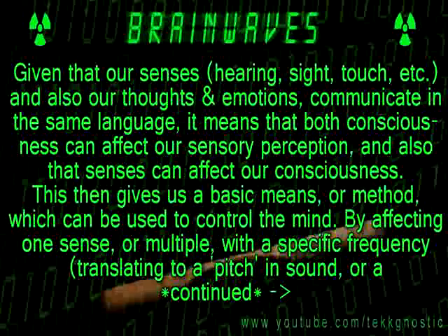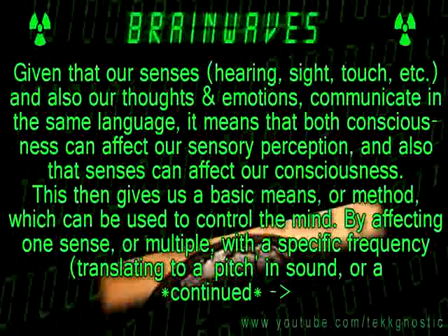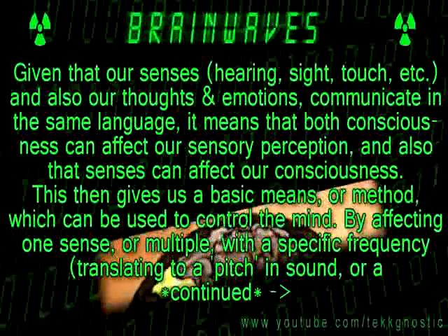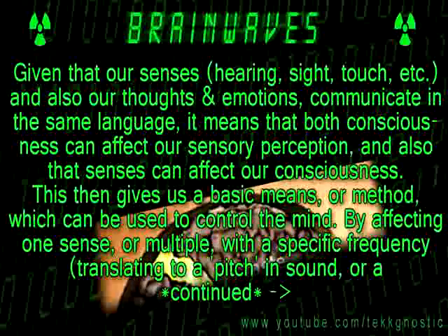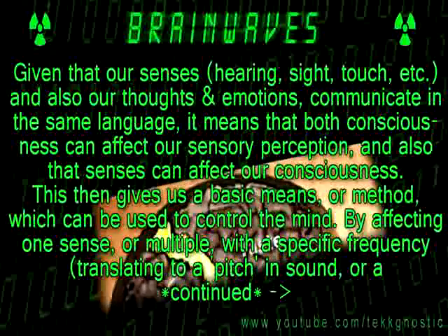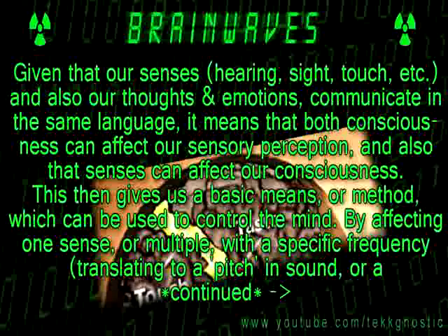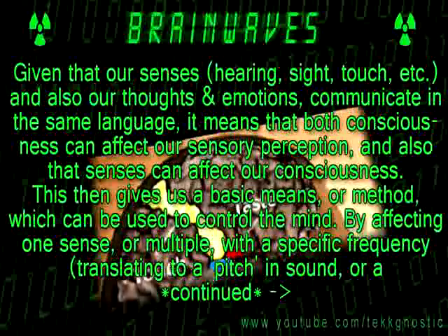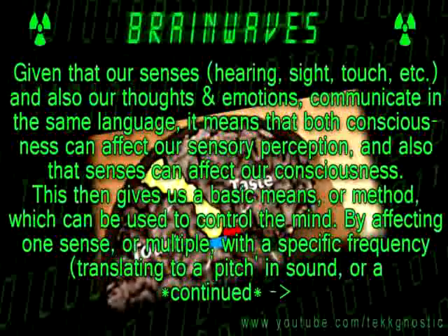Given that our senses, hearing, sight, touch, etc. and also our thoughts and emotions, communicate in the same language, it means that consciousness can affect our sensory perception, and also that senses can affect our consciousness. This then gives us a basic means, or method, which can be used to control the mind.